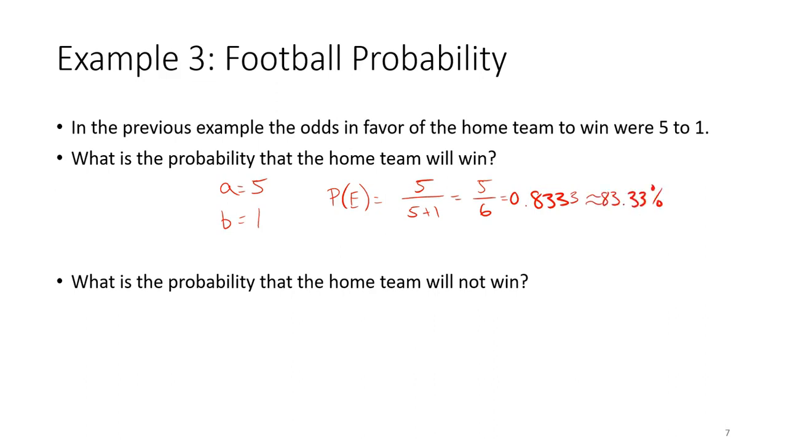83.33%. To find the probability that the home team will not win, the favorable outcomes are the team not winning, which is 1 out of 6, or 0.1667, or about 16.67%. And notice if we add these two together, we will get 100%.